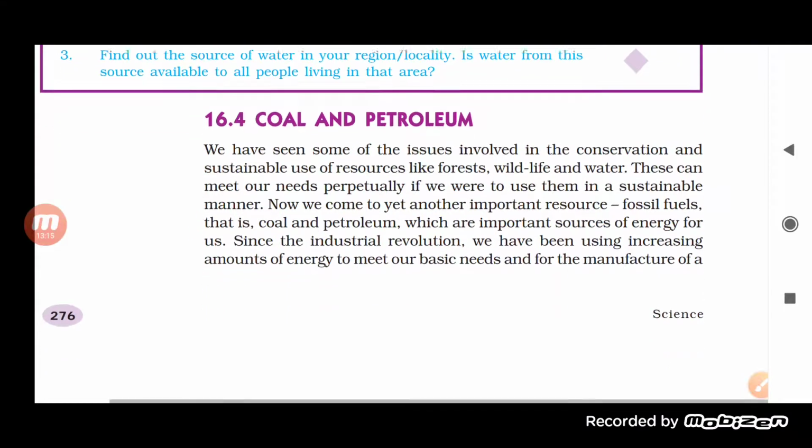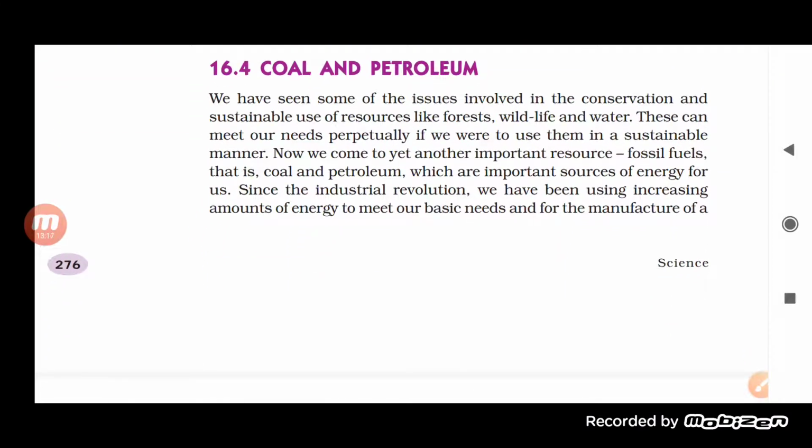Now let us see about coal and petroleum. Coal and petroleum are what, students? These are called fossil fuels. These are the natural resources which are an important source of energy for us. It is the fuel in our homes and in our industries, and it helps in generating electricity at the thermal power plant.